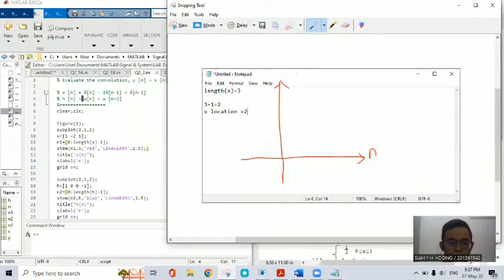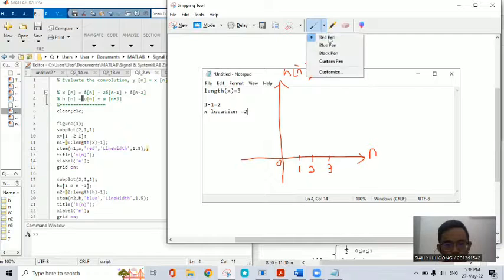This is our n, and this is our h[n]. n equal to 0 right here, n equal to 3 right here. From 0 to 3, we have 1 and 2 inside, right? So 1 and 2. By looking at this expression, we know that when n equals 0, we have 1 as magnitude. So this is 1. When n equals 3, we will have -1.